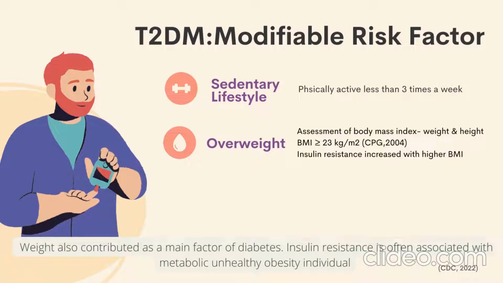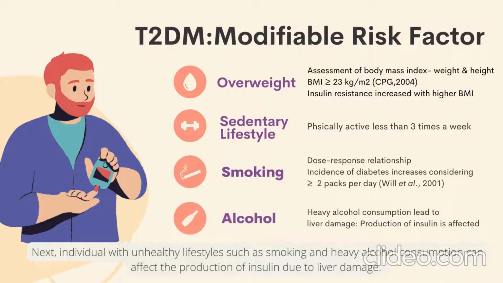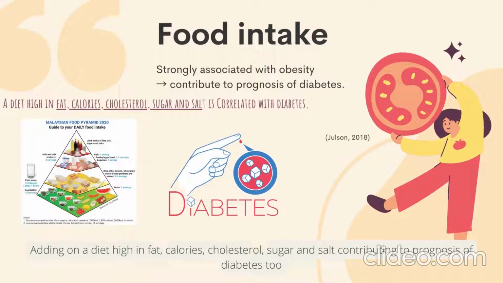Weight also contributes as a main factor of diabetes. Insulin resistance is often associated with metabolically unhealthy obese individuals. Next, individuals with unhealthy lifestyles such as smoking and heavy alcohol consumption can affect the production of insulin due to liver damage. Adding on, a diet high in fat, calories, cholesterol, sugar, and salt contributes to the progression of diabetes.